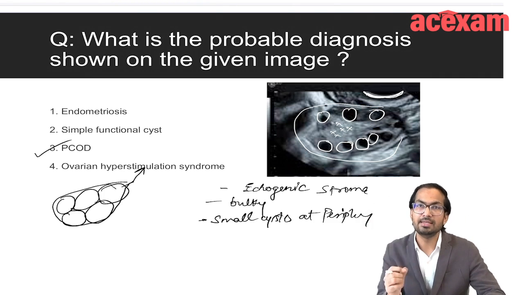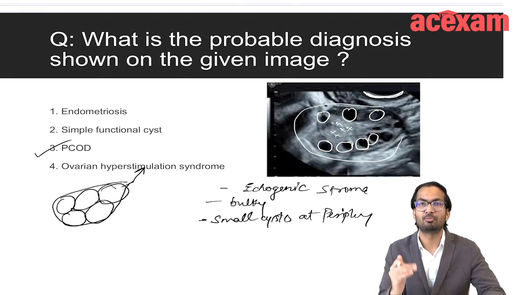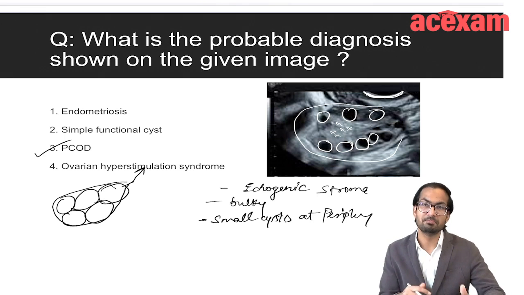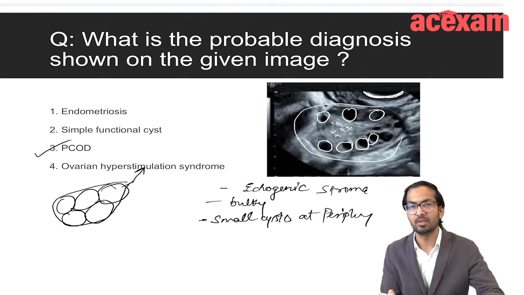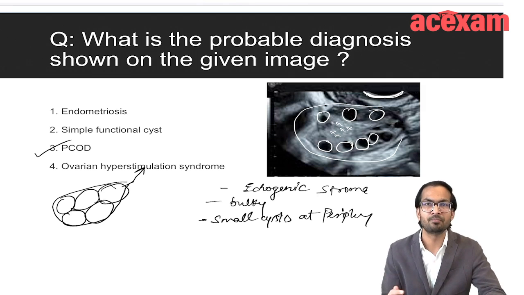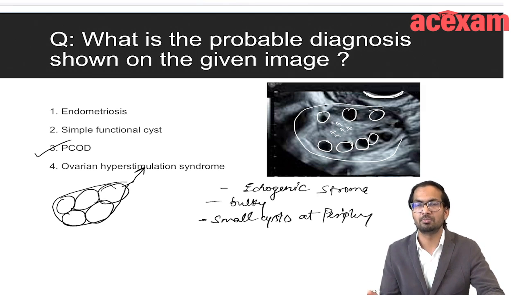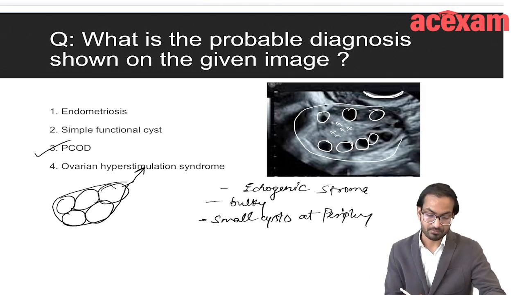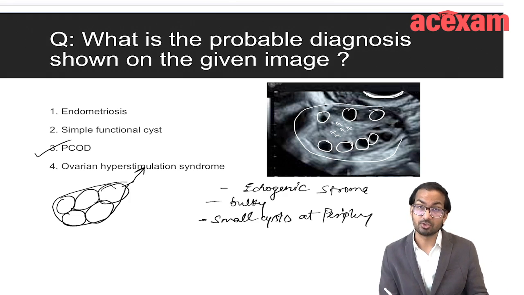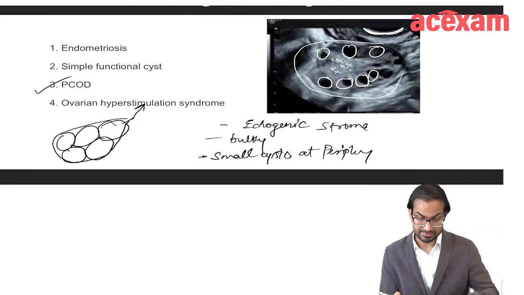So when you see tiny cysts along the periphery of the ovary, this is polycystic ovarian disease. While when you see multiple large, variable sized anechoic cysts within the ovary, we are talking about ovarian hyperstimulation syndrome. And where do you see that? When a patient is undergoing treatment for infertility. So when a female patient is undergoing treatment for infertility, they tend to develop such kind of cysts. So the answer for this question is polycystic ovarian disease.